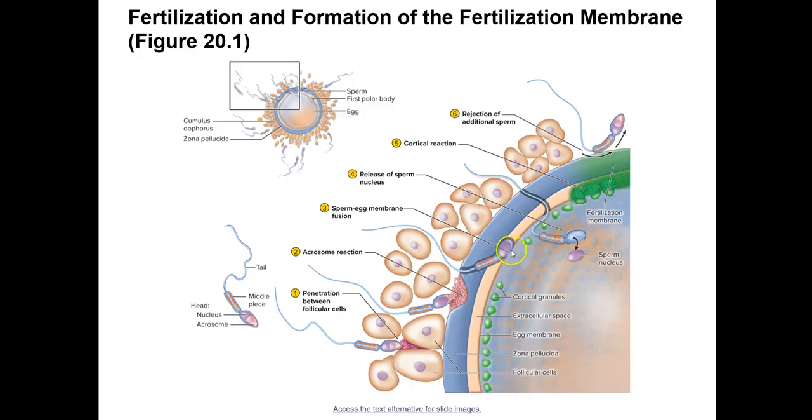The head of the sperm is now fusing with the membrane of the secondary oocyte, and that DNA is being released into the secondary oocyte for it to fuse and end up forming that zygote. And you can see that once this happens, that cortical reaction will take place in the egg cell, and that will prevent any other sperm cells from being able to come into that egg cell.